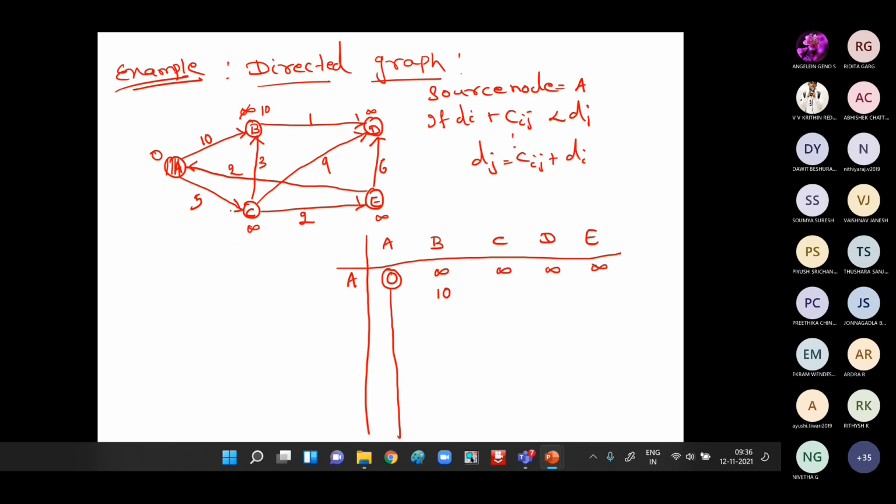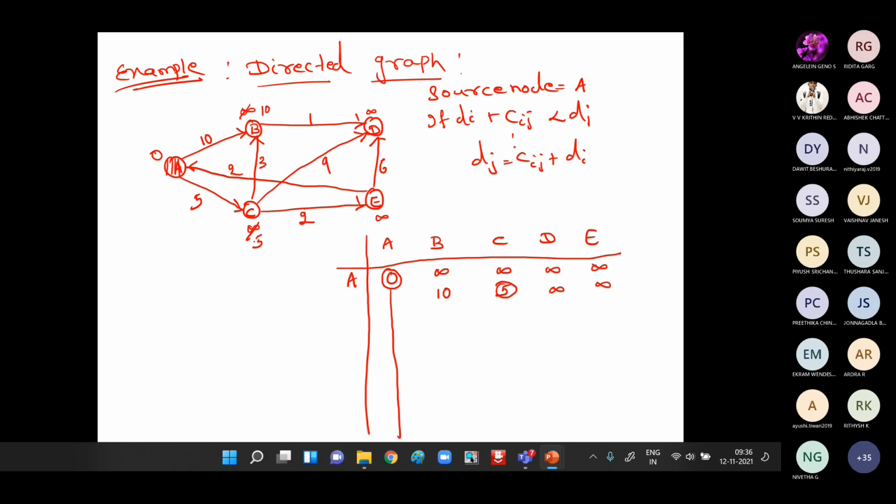A to C also, we have to make 0 plus 5 is 5. 5 is less than infinity, so we update this as 5. Other nodes are not directly connected to A, that's why we have to keep the previous value as infinity only. Okay, now in this row which one is minimum? This 5 is minimum. 5 belongs to node C.